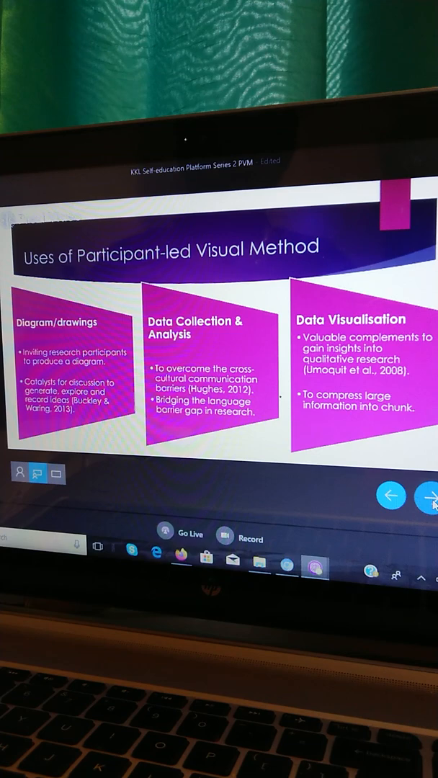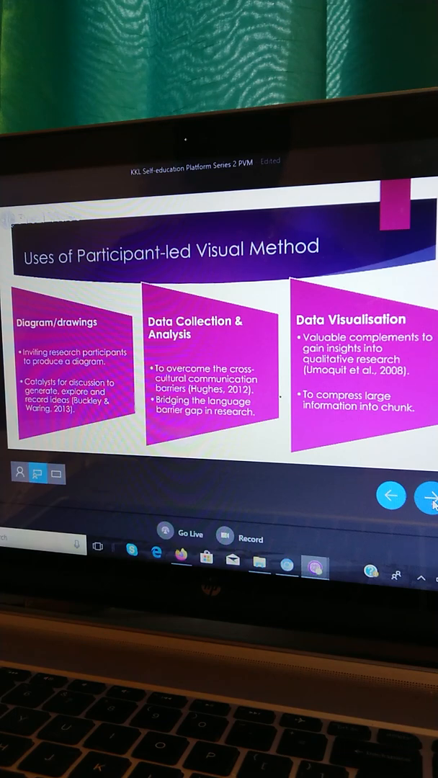And the second element of the participant-led visual method, as I mentioned earlier, is to collect data and to help you to analyze your results. For this aspect, it will help you as a researcher. For example, let me be specific. If you are an international student, as in my case, it will help you to break the barrier of cross-cultural communication, in the sense that it will help to eliminate some form of language barrier that you think might obstruct your interpretation or meaning of your research outcome.